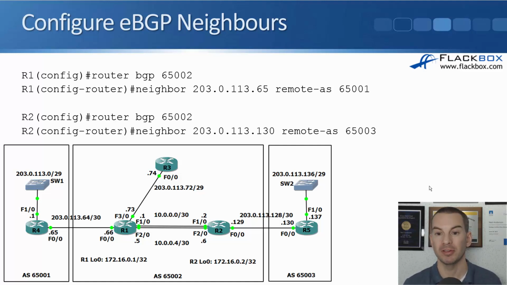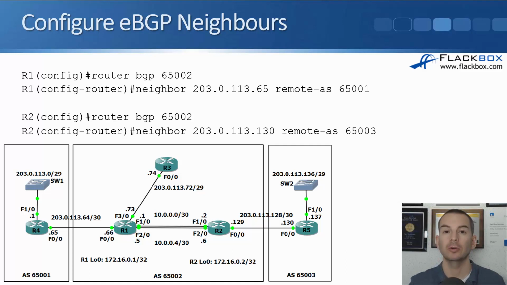The router can see that this is a different AS than our AS, so it knows that it's an eBGP neighbor. And we do the same thing on R2. We configure a neighbor statement pointing to R5 on there. So we've got all of our BGP neighbors up and configured.